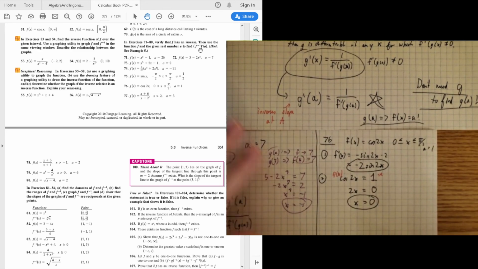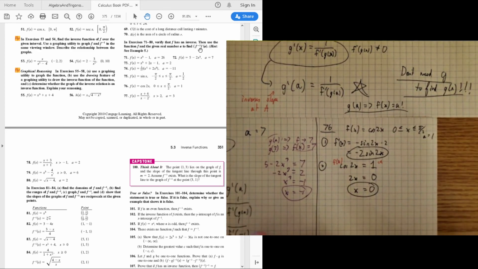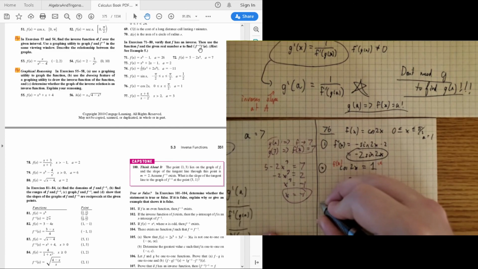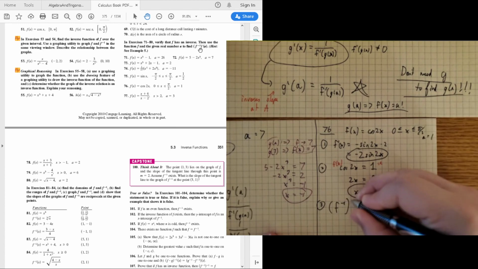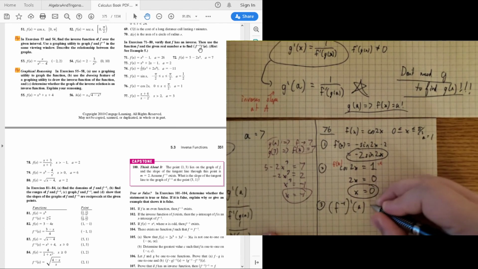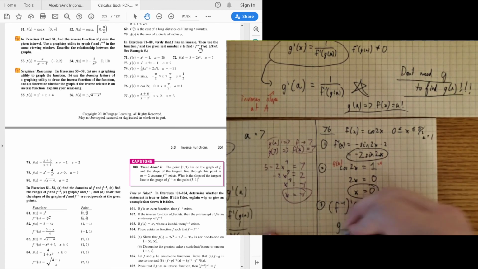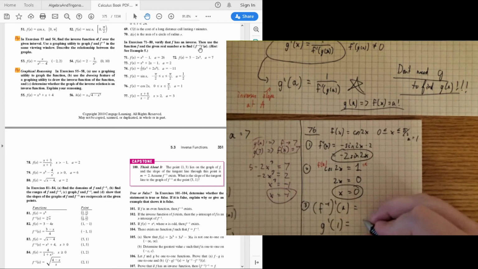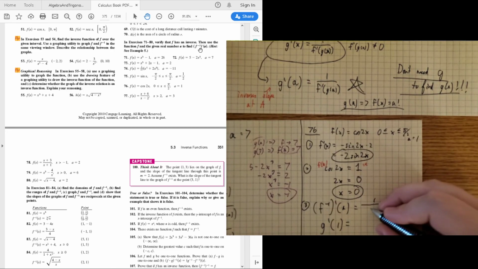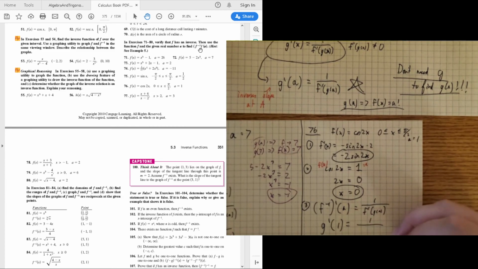Okay. Next. Part 3. I need to plug it all in. So I want f inverse prime of a. So I want to find essentially g prime of 1. So what do I do? Well, I would use the formula 1 over f prime of g of a. So I do 1 over f prime of 0.